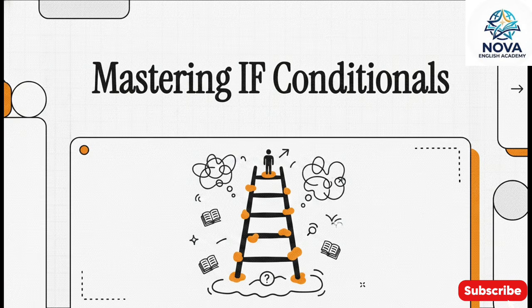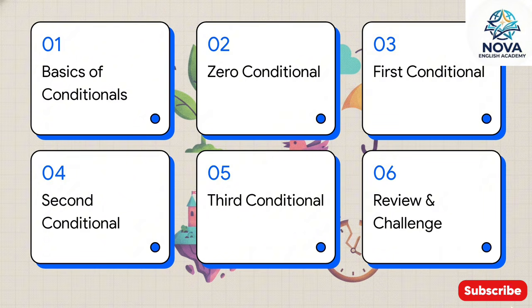Let's dive right in. Here's a quick look at our roadmap. We'll start with the basics of conditionals, then climb the ladder. We've got the zero conditional for the facts, the first conditional for possible futures, the second conditional for imaginary situations, the third conditional for the unreal past, and we'll wrap it all up with a quick review and a challenge.